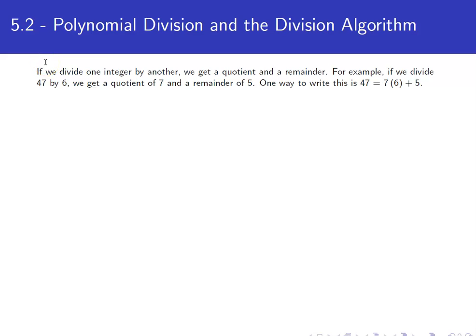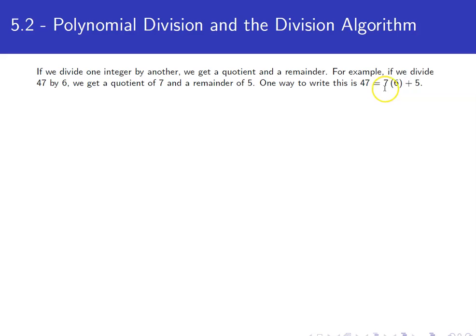In this video, we're going to introduce polynomial long division and the division algorithm. If we just remember doing division back in grade school, we always found a quotient and a remainder. For example, if we divide 47 by 6, 6 goes into 47 7 times, and we have a remainder of 5 left over. So one way we could write this is that 47 is equal to 7 times 6 plus 5.